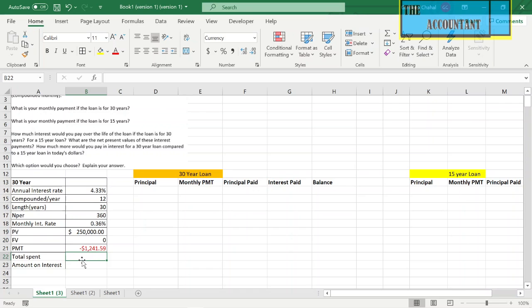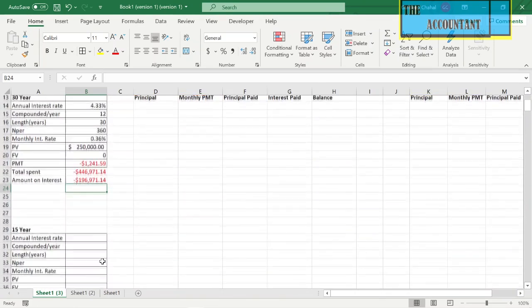Now to calculate the total spent, you just multiply that by the number of payments, which gives us $446,000 spent. Now, if you want to find out how much of that is interest, you can just take this and subtract the present value, and $196,000 is spent on interest.